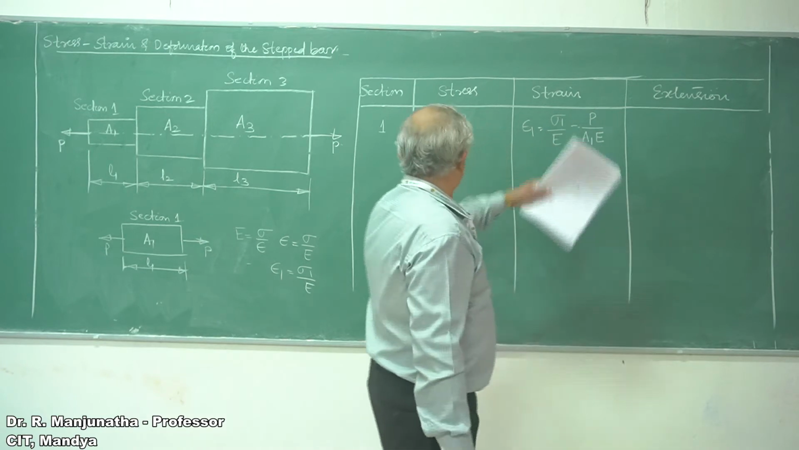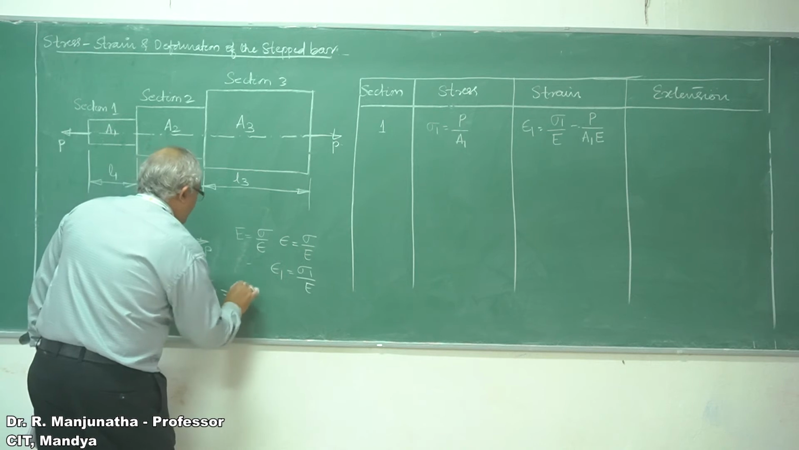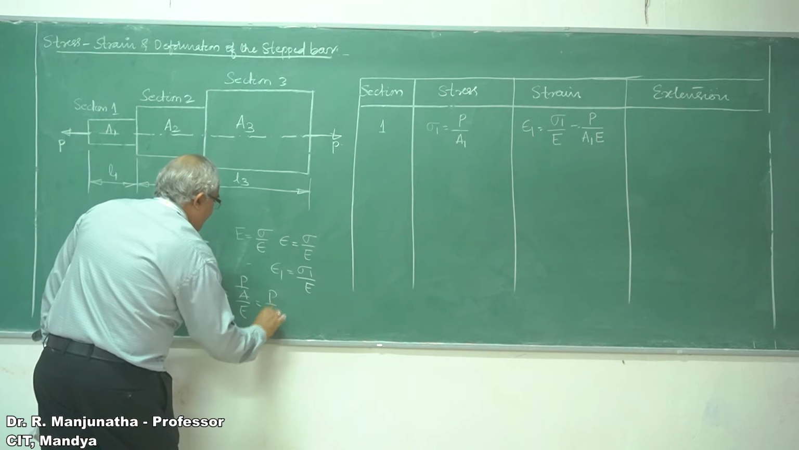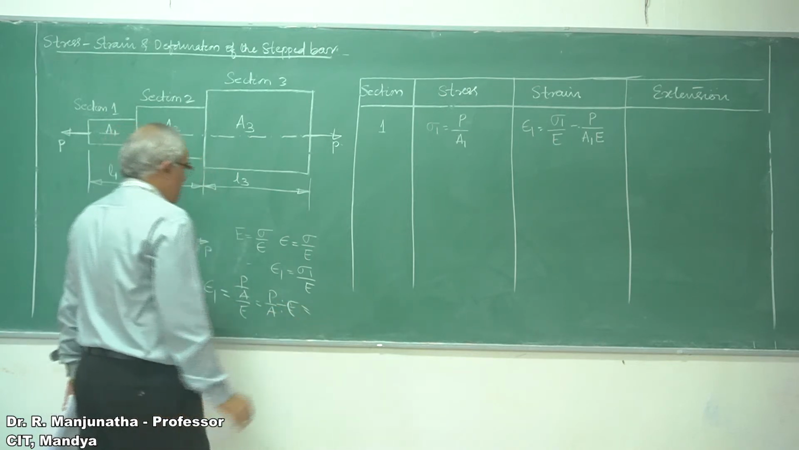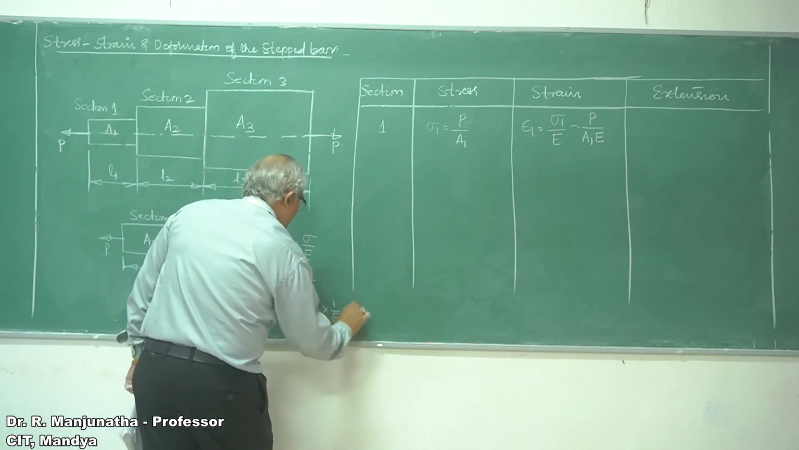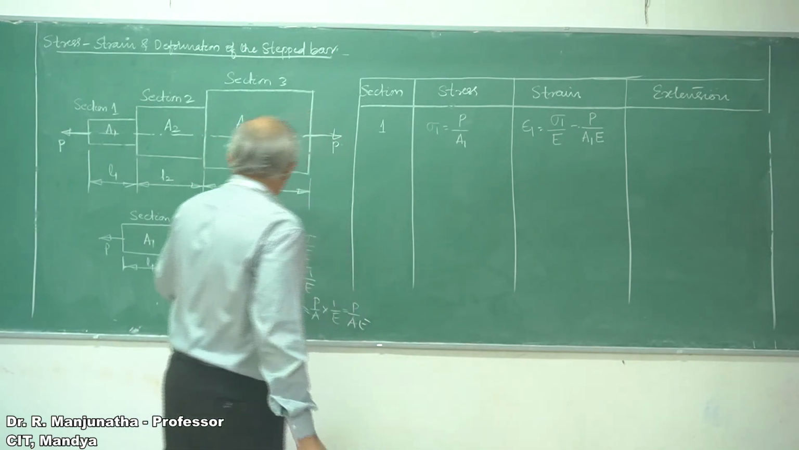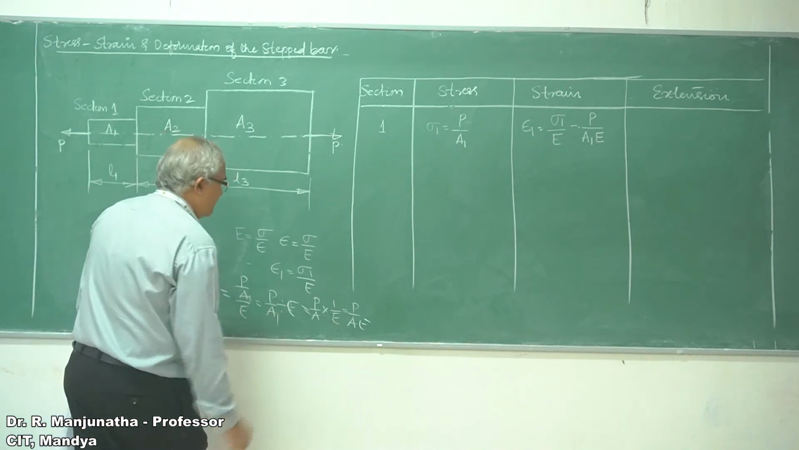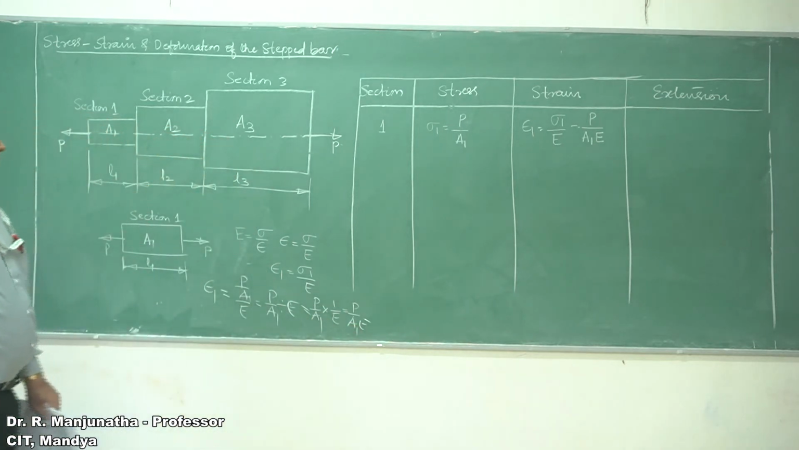How do you get this expression? If you consider epsilon 1, which will be equal to P by A divided by E, that will be P by A into 1 by E, so P by A into E. Here, for the cross section of epsilon 1, you will get A1. So P by A1 into E is the formula.